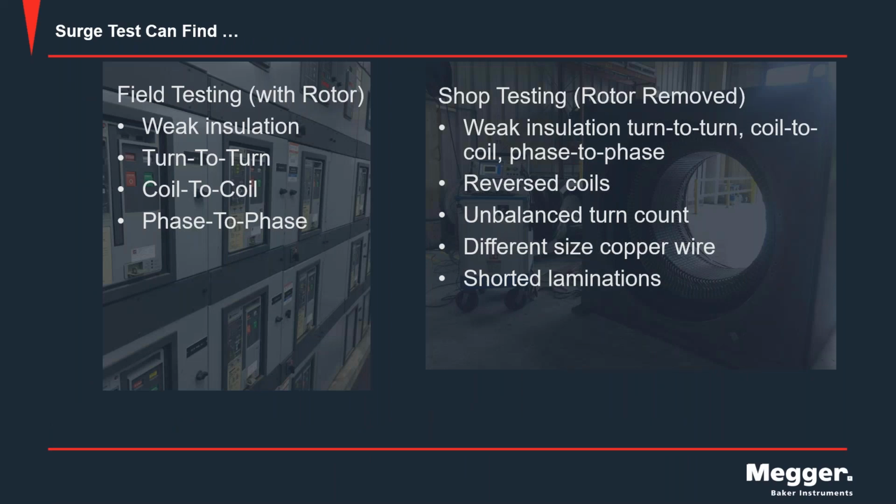So field testing, we're going to look at weak insulation, turn to turn, coil to coil, phase to phase. In shop testing with the rotor removed, we can go in a little deeper and look at reverse coils, unbalanced turn count, different size copper wire, all are indications that a motor shop would be looking for.